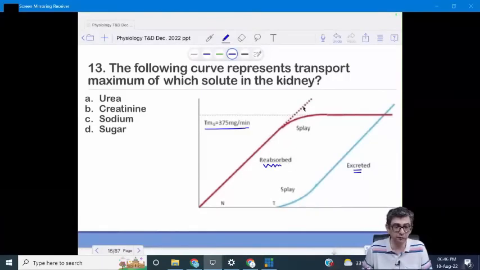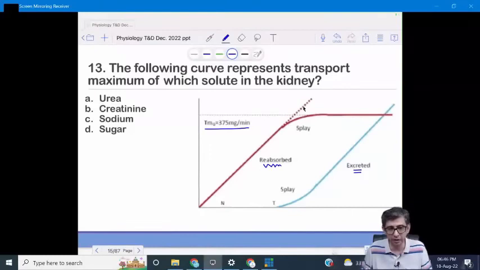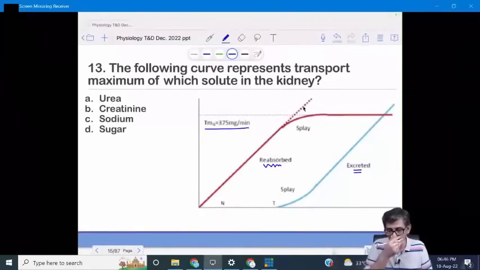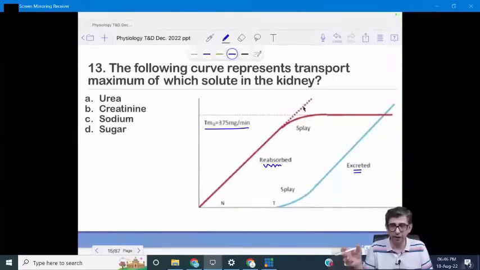See, urea per se is not reabsorbed, it is only excreted. Creatinine is also excreted. So if the curve were for urea and creatinine, then it would have shown only excretion. But here you are seeing that something is getting reabsorbed also, and that is sugar. Because we might eat a lot of sweets, like at festival time, but sugar does not come in the urine.